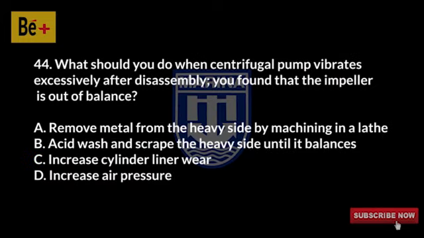What should you do when a centrifugal pump vibrates excessively after disassembly, and you found that the impeller is out of balance? A. Remove metal from the heavy side by machining in a lathe. B. Acid wash and scrape the heavy side until it balances. C. Increase cylinder liner wear. D. Increase air pressure. The answer is A. Remove metal from the heavy side by machining in a lathe.